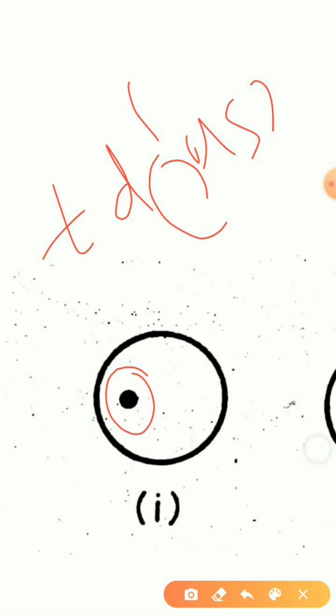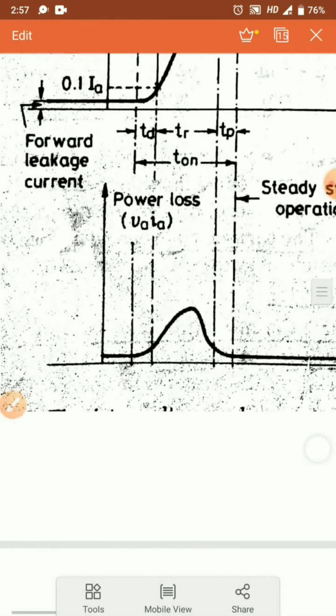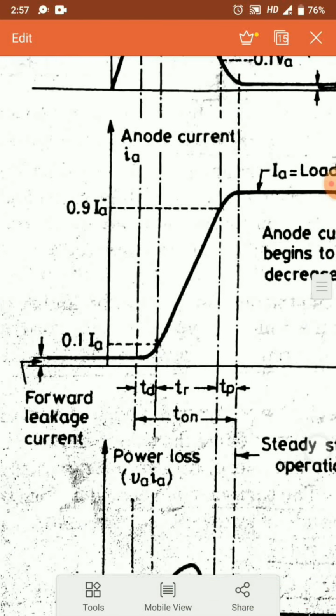It will be some fraction of microseconds. The length of the time period for delay time will be a fraction of microseconds. Now we have the second, that is my rise time.